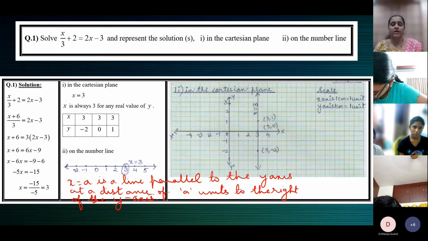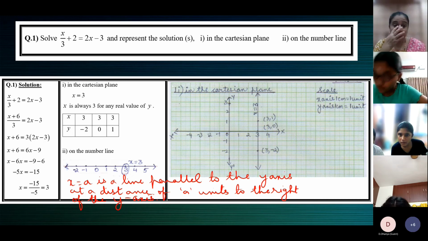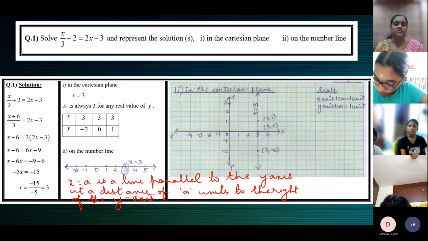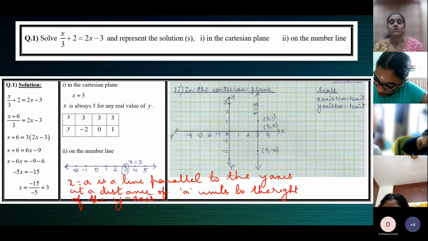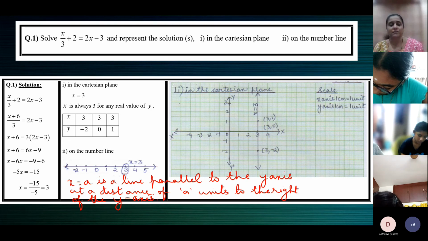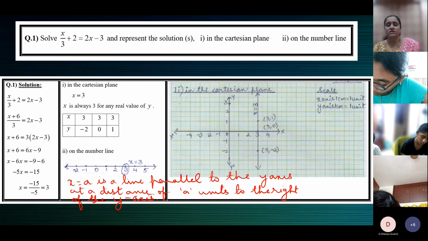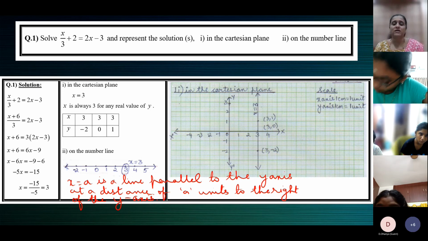So x is equal to a. You can see here x is equal to 3, positive 3. So x is equal to a. What can you comment about the line? It is parallel to the y-axis. You can see it there. x is equal to 3. x is equal to a. Look at the graph and give your conclusion. It's a line parallel to the y-axis.